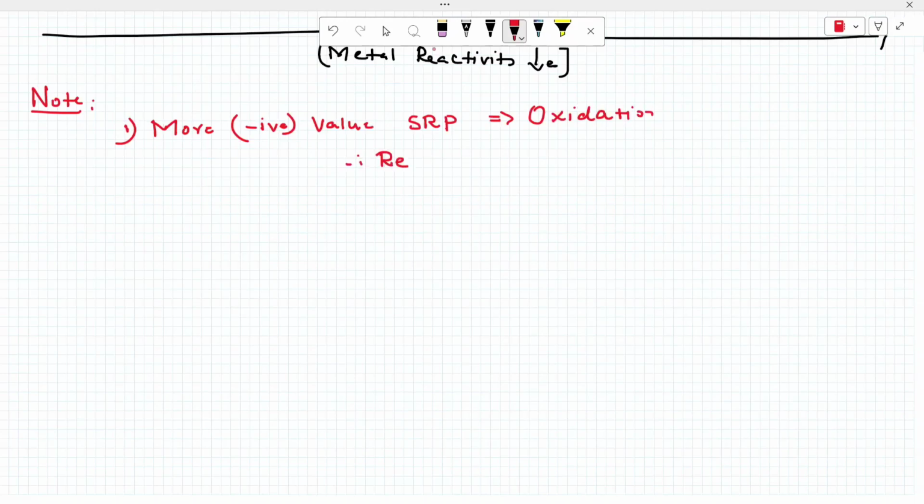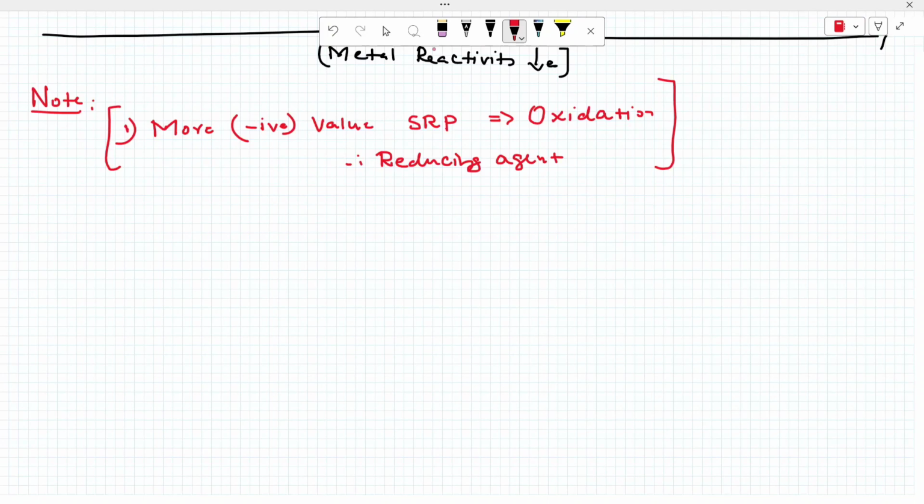That is a reducing agent. Reducing, very important. Please note. Do you know it? Oxidize, oxidation, both are the same. Oxidizing power is equal to oxidizing agent. So the metal that has the more negative value of SRP will undergo more oxidation.